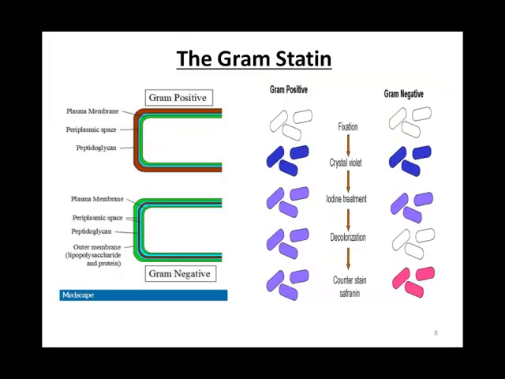So here's a nice picture of the gram stain, and I think this really paints a better picture of why they stain the way they do. If you look at these gram-positive bacteria, and we'll talk about which ones those are later down the road, they have this huge peptidoglycan layer. And it is because of this peptidoglycan layer that they're able to withhold all of that dye and stain purple.